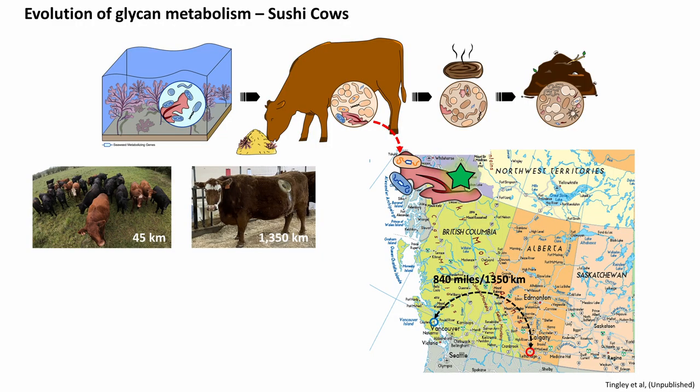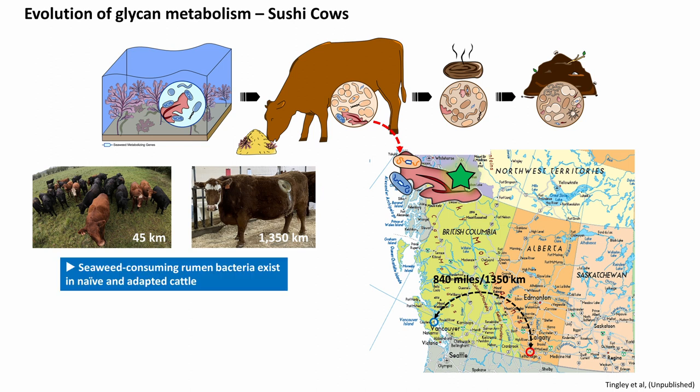We've looked at two different herds, okay, so we had a set of animals that were eating seaweed about 50 kilometers away from the source. We've looked at this phenomenon in animals that are about 1,400 kilometers away that had never seen seaweed before. And I'll remind you, there's actually a mountain range between where we got the seaweed from as well. So I think, hopefully I've convinced you, that these seaweed-consuming rumen bacteria exist in both naive and adapted cattle.